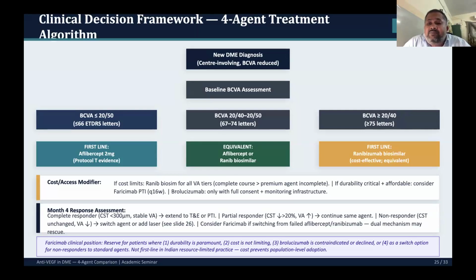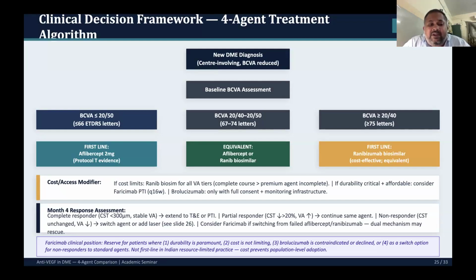cost is an issue. If the BCVA is better than 20/40, more than 75 letters, we can use a ranibizumab biosimilar since it's cost effective and equivalent, because there's not much difference in terms of the outcomes with aflibercept when the visual acuity is fairly good. And when the BCVA is less than 20/50, less than 60 ETDRS letters, the first line ideally should be aflibercept based on the Protocol T evidence.